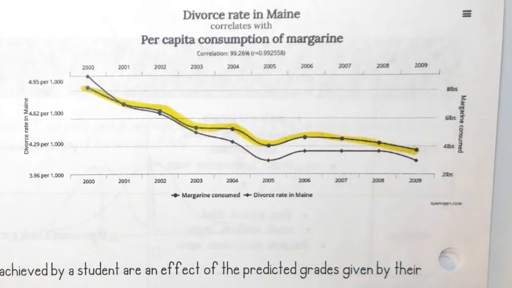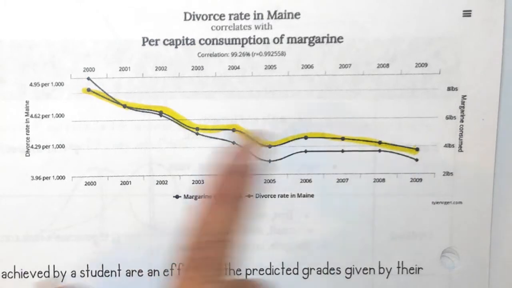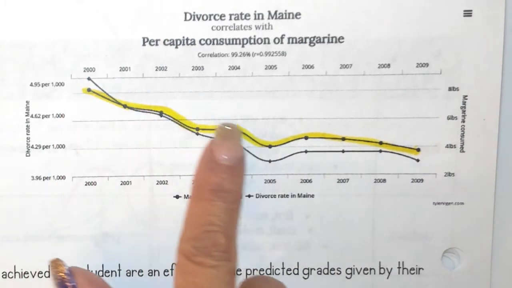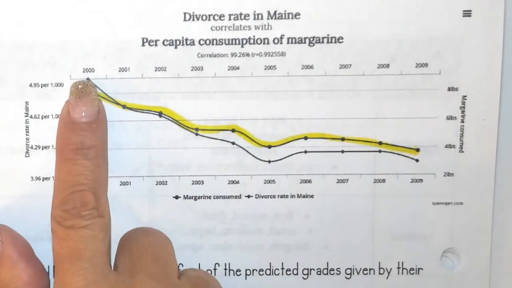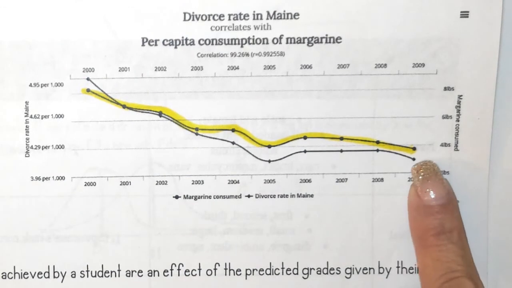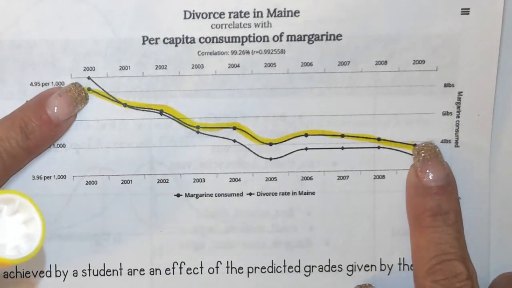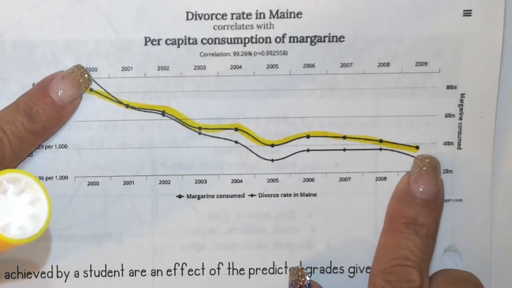correlates with the divorce. Does that mean the divorces cause people to eat less margarine? Or does it mean that butter causes people to not get divorced? Because look, the divorce rate's going down. In 2000, it was way up here. And in 2009, the divorce rate's going down. Well, the less butter eaten is probably not causing people to not get divorced.